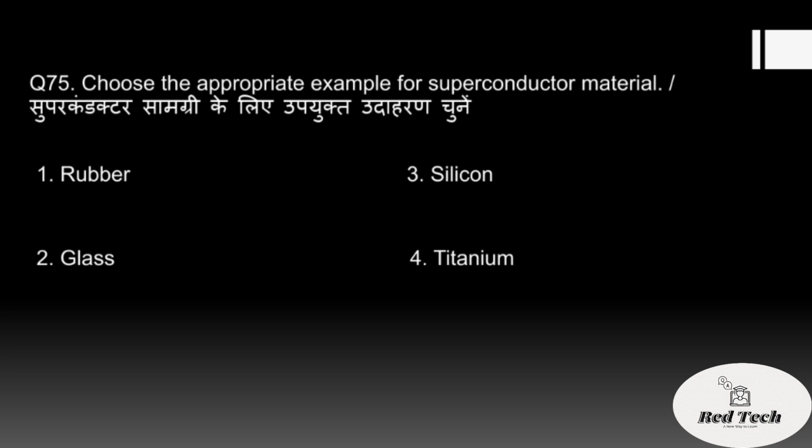So option number 1 is rubber, option number 2 is glass, option number 3 is silicon, and option number 4 is titanium. As we know, the superconducting material is titanium and niobium. So here the right answer is option number 4, which is titanium.